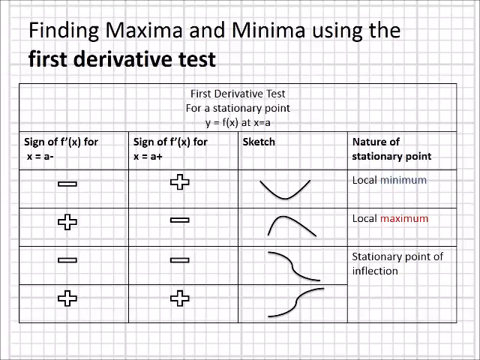However, if the derivative is negative for both x less than a and greater than a, then you have a point of inflection. This stationary point also occurs when the derivative is positive for both x less than a and greater than a.